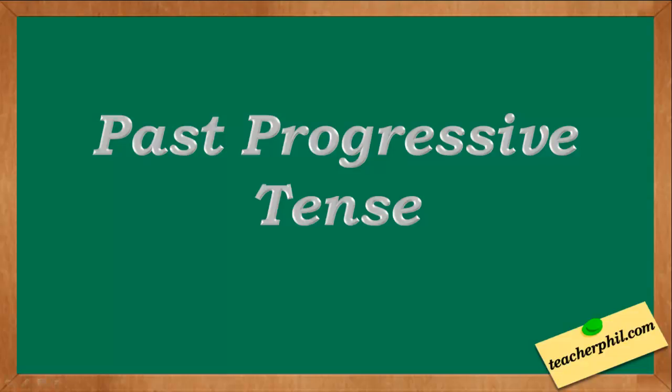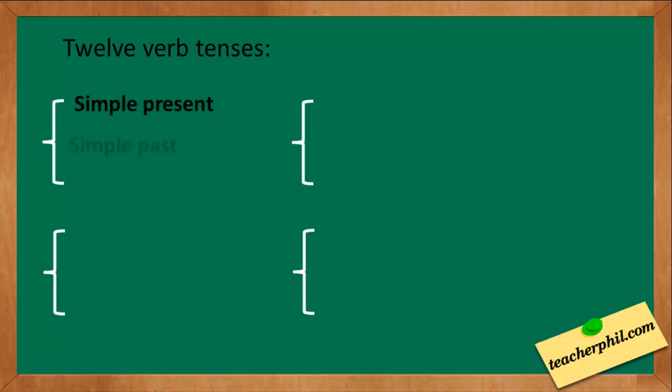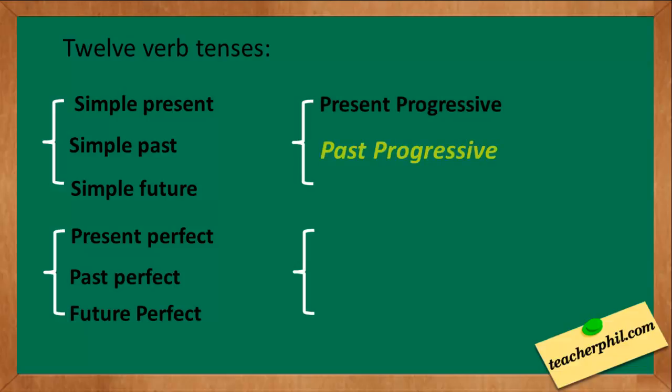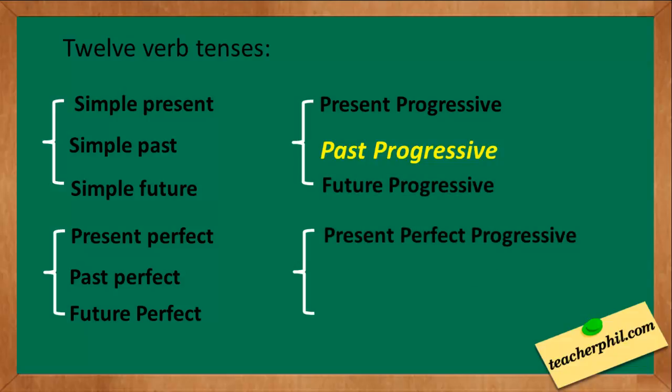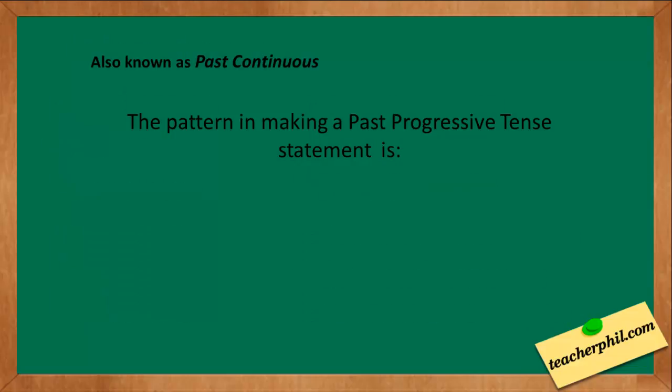Past progressive tense. The 12 verb tenses in the English language are the simple present, simple past, simple future, present perfect, past perfect, future perfect, present progressive, past progressive, future progressive, present perfect progressive, past perfect progressive, and future perfect progressive. This lesson will talk about past progressive. Past progressive is also known as past continuous.